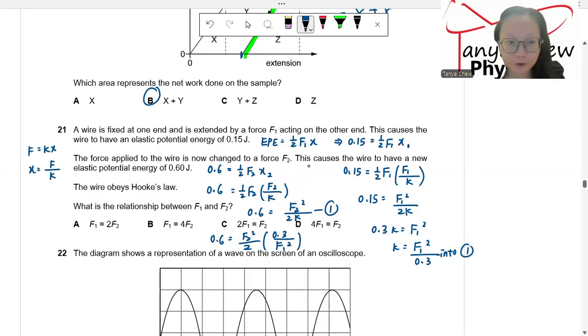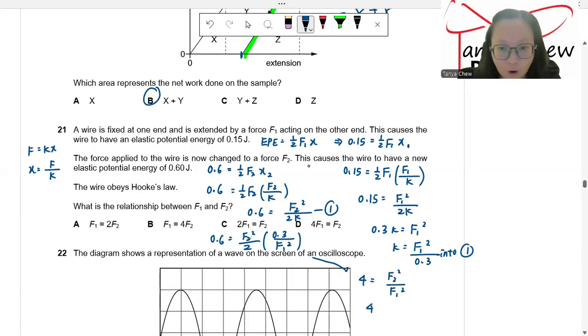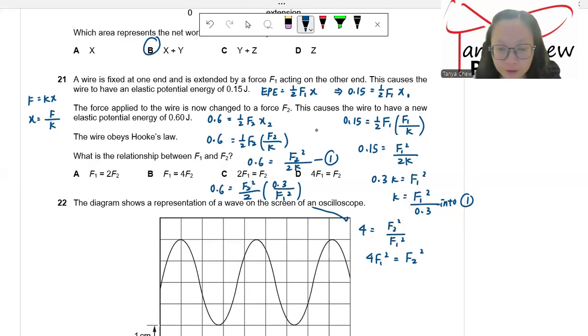So I'm going to continue down here. I have 0.6 times 2 divided by 0.3. So I have 4 equals F2 square over F1 square. 4F1 square is equal to F2 square. Now square root everything. 2F1 is equal to F2. The answer is quite obvious, which is C. So this is the answer.